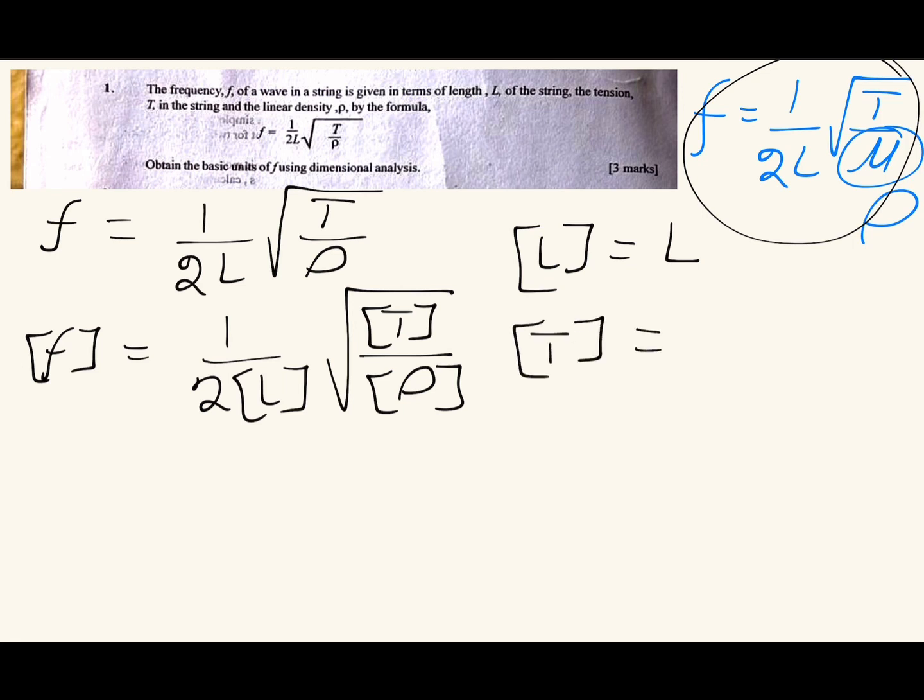The big T is not time. Remember, it is tension, which is a force. So we are going to write the dimension of force here. That is MLT^-2. Then finally, you have the dimension of linear density. That is mass per unit length, mass over length, giving us ML^-1. So let's substitute all that into what we have here.